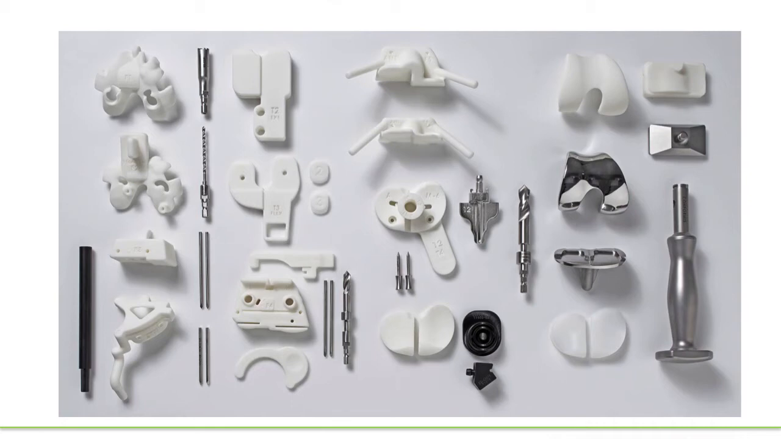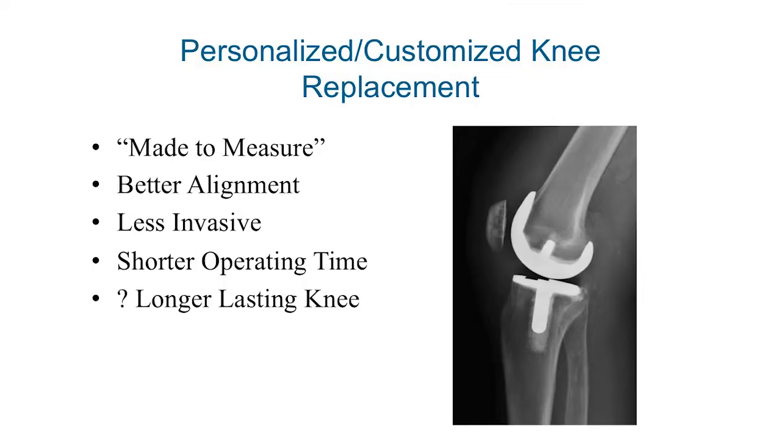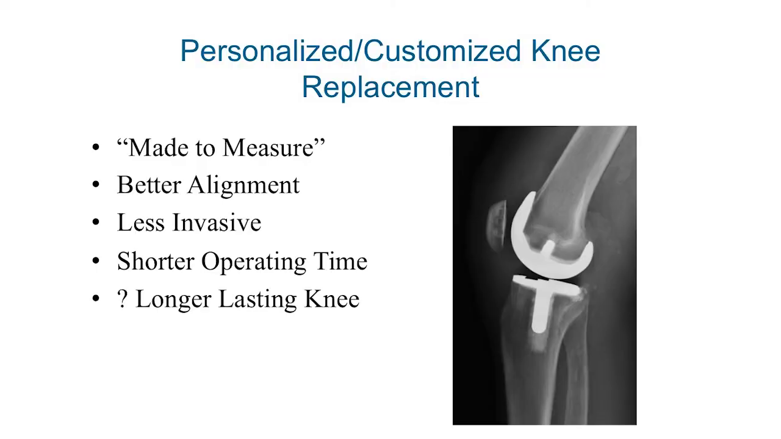There are 1 or 2 metal bits, such as the handle that we hit with the hammer, and these are the actual implants. So it's a lot more compact and efficient. So it's made to measure, gives better alignment, it's less invasive, we're not putting that big rod up the femur. We have to make the incision the same size because we're still opening up to expose the bone. It's supposedly a shorter operating time, but at the end of the day, hopefully it's giving a longer lasting knee.